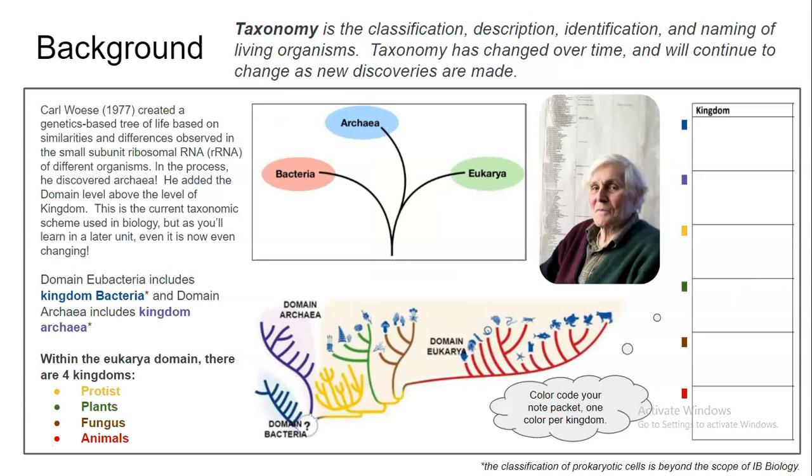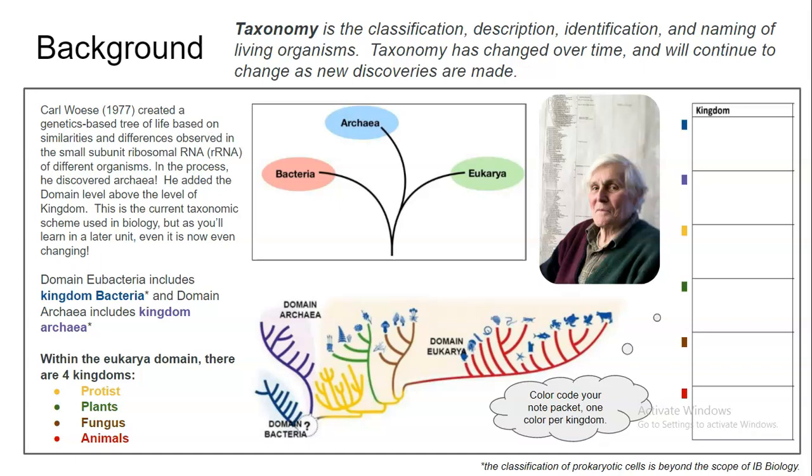Carl Woese created a genetics-based tree of life based on similarities and differences observed in small subunit ribosomal RNA. Again, all living things have ribosomes. They use these to make proteins, and those ribosomes are made out of RNA. And if you compare the RNA of a ribosome from one species to another, you can see the differences. And when he did this, he discovered archaea.